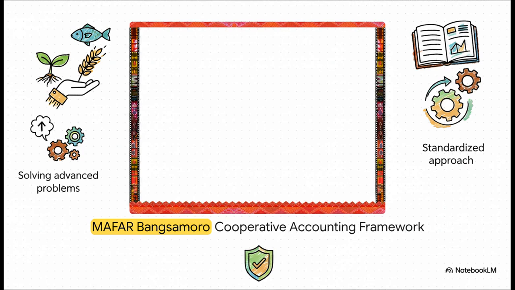Now, to make sure we're keeping things grounded in the real world, we're going to use the official cooperative accounting framework provided by MFR Bangsamoro. That's the Ministry of Agriculture, Fisheries, and Agrarian Reform for the Bangsamoro Autonomous Region. It's incredibly valuable to use this specific institutional context, really because it provides us with a rigorous, standardized approach to cooperative accounting. So we aren't just looking at some abstract textbook theory today. We're taking their rigorous standards and applying them to a full-cycle, advanced case study.